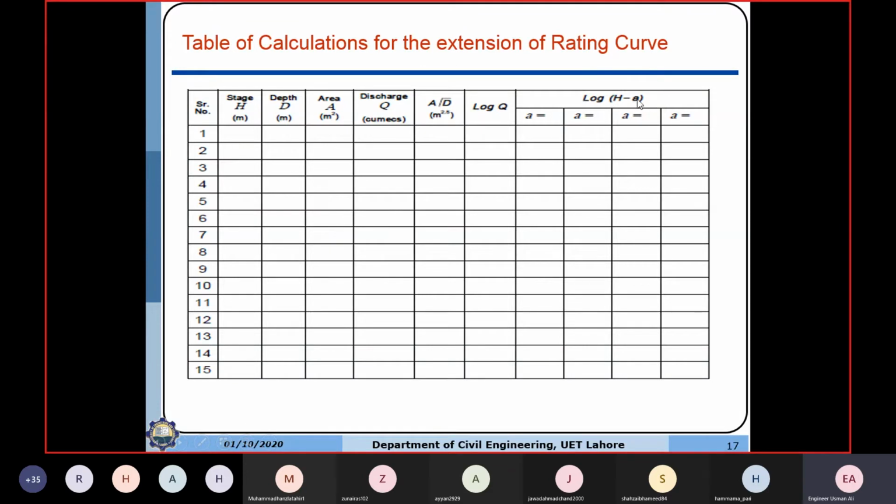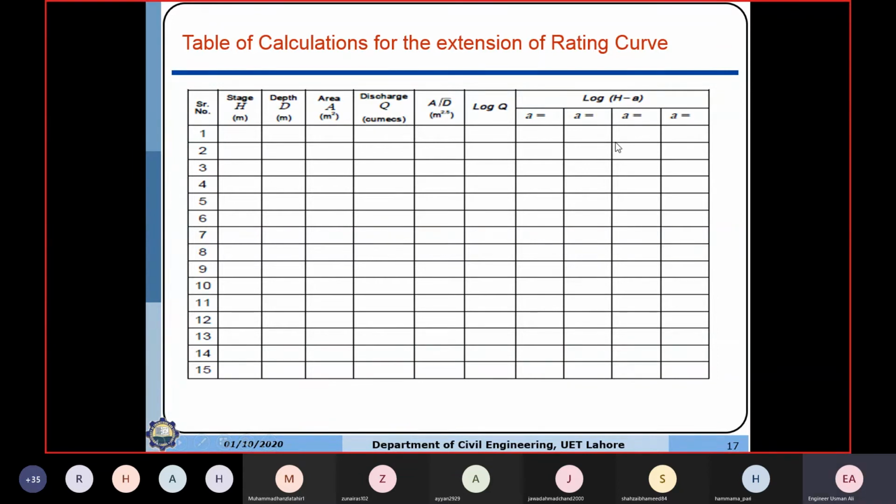So assume various values of A like 0.1 first and then fill this column, log of H minus A, and then assume say 0.15, then 0.2, 0.3, 0.4. So between 0.1 to 0.5, you can take different assumptions, like you are given with 4 columns over here, so you can accordingly use these 4 columns.